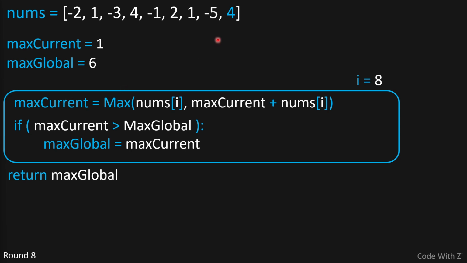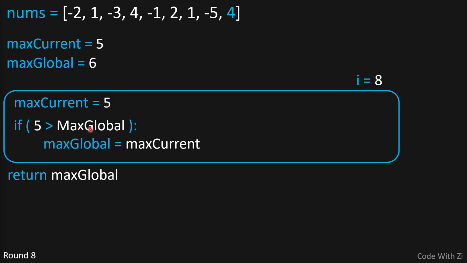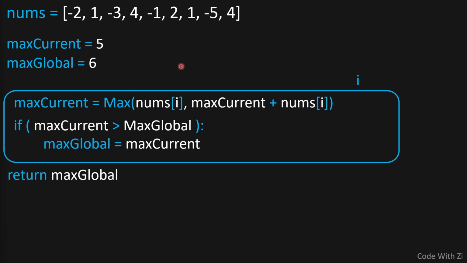In this round, we're going to be pointing to this number. So again, we're going to check the value of max current. We're going to say it should be equal to maximum value between nums of I, which is 4, and max current, which is 1, plus 4, like so. And we're going to have 5. So max current is going to be equal to 5. Then we're going to check again. Is 5 greater than max global, which is 6? Not really. So we're going to ignore this, and we're going to exit our loop. When we do this, we're going to return our max global like so, and that's going to be everything we need, because max global is equal to 6. And if you remember, the answer of this here was 6.